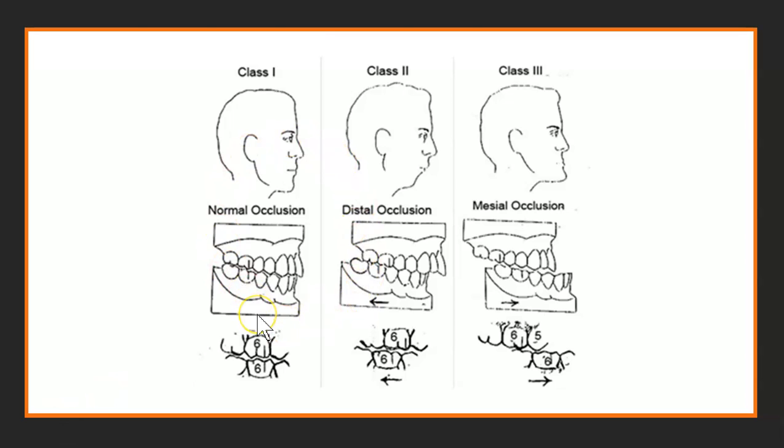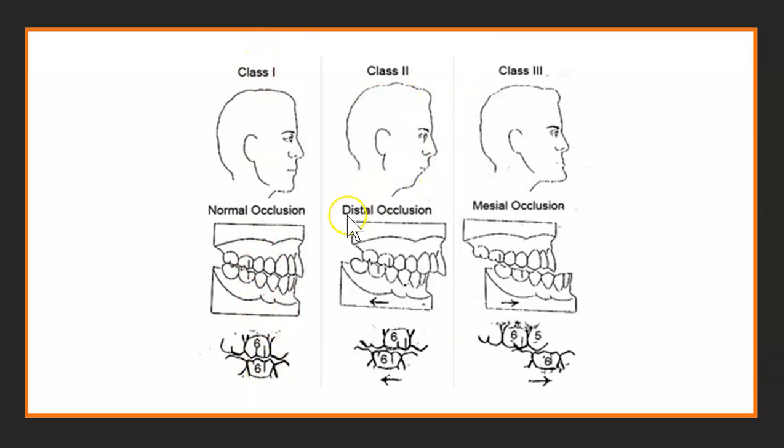Let's quickly review our classifications for occlusion. So class 1, look at this, this is the 6, okay? We're always looking at the 6, which is your first molar. The mesiobuccal cusp is in the buccal groove of the 6, and that's what we want. The mesiobuccal cusp has to sit into that groove right here. That's normal occlusion. That is class 1.